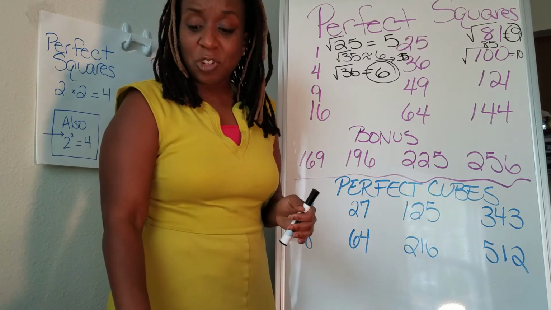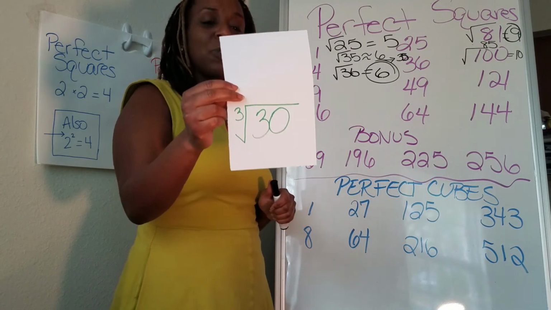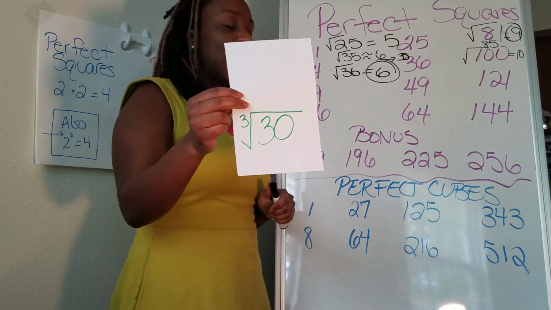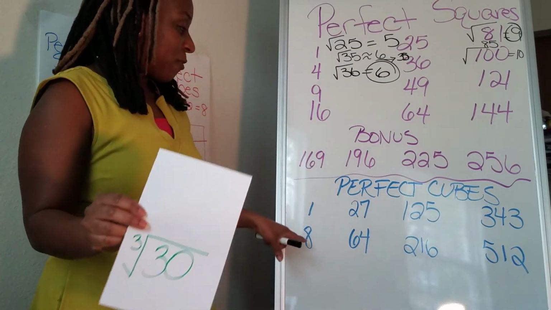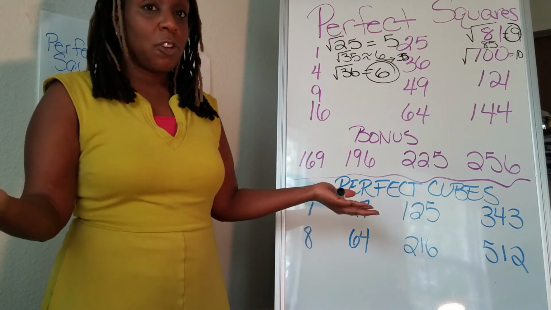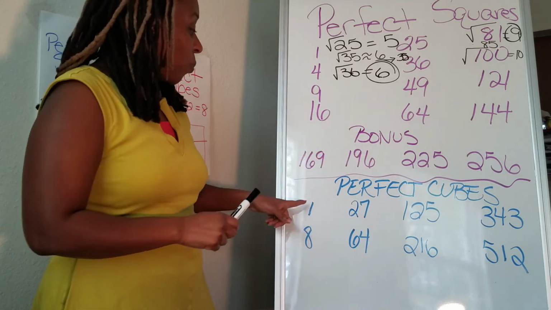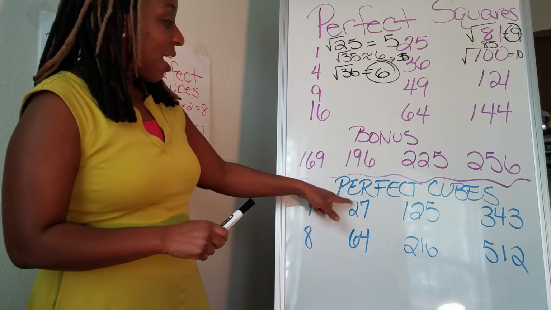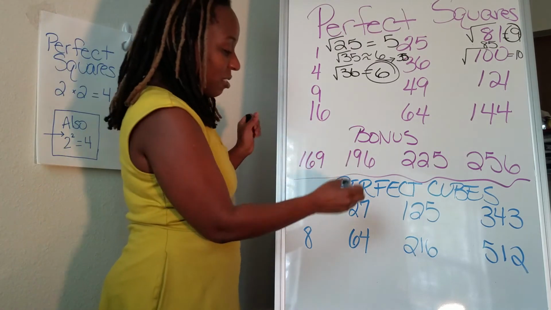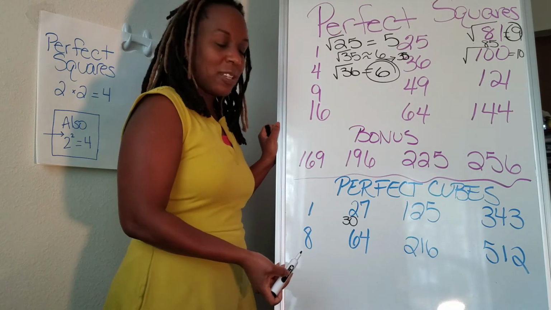We could also do it with cube roots. So if I said, what is the cube root of 30? Then I would look at my list of perfect cubes. Is 30 on the list of perfect cubes? Nope, not on our list. So we're going to have to approximate what it is closest to. I think it's going to be closest to 27. I think 30 would be closest to 27.